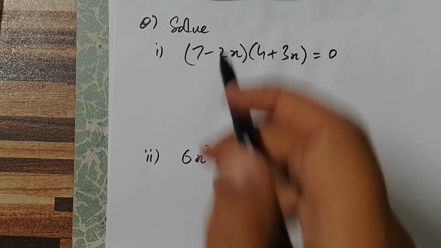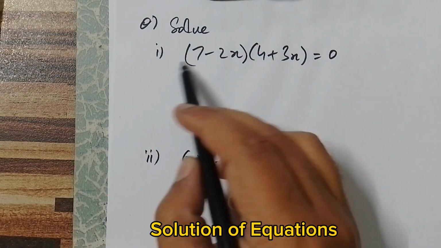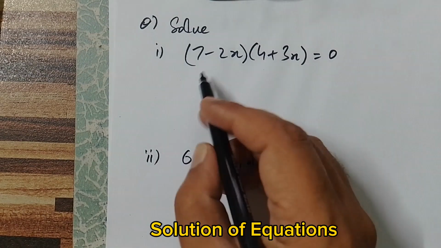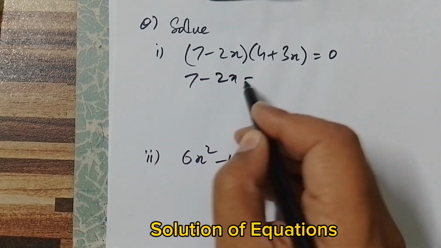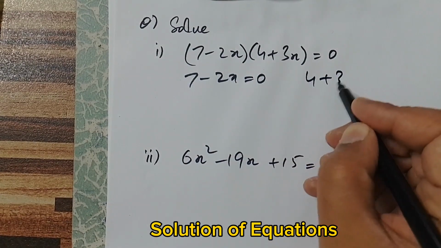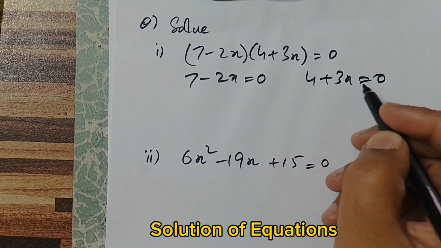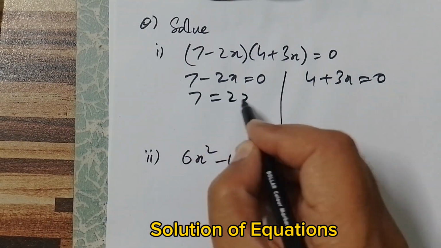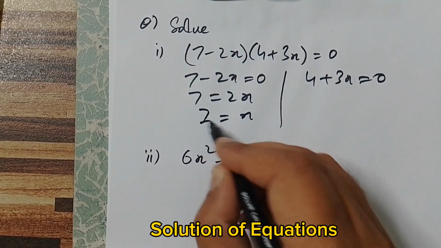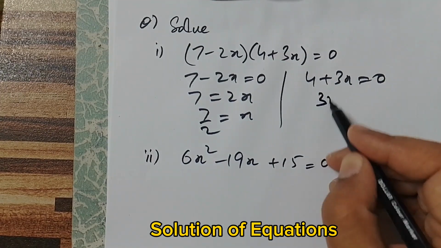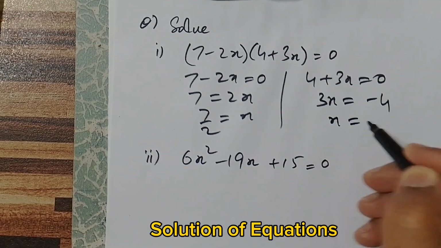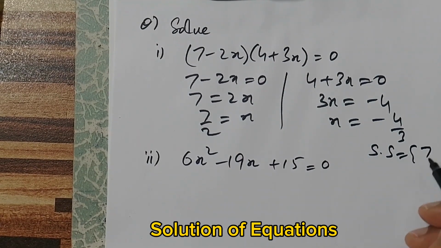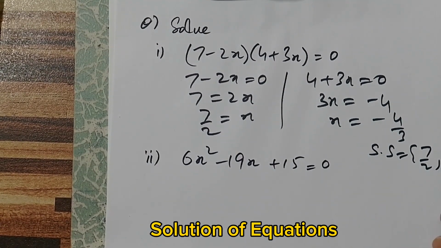The next question is solving these. Now the first part is given in the form of factors, and if I compare these two factors, 7 minus 2x with 0 and 4 plus 3x with 0, I can find the value of x. 7 is equal to 2x, x is equal to 7 by 2. And here 3x is equal to minus 4 and x is equal to minus 4 by 3. So the solution set will be 7 by 2 comma minus 4 by 3.